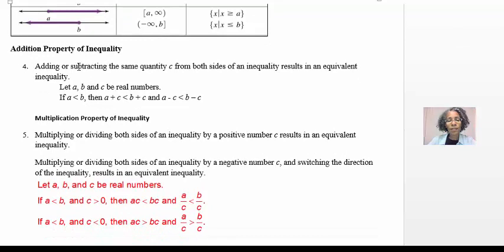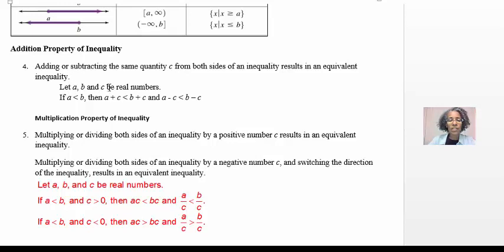I have an addition property of inequality, which works very similar to the addition property of equality. And that basically says I can add or subtract the same quantity C from both sides of an inequality, and I get an equivalent inequality, which means that inequality has the same solution set as the original inequality.